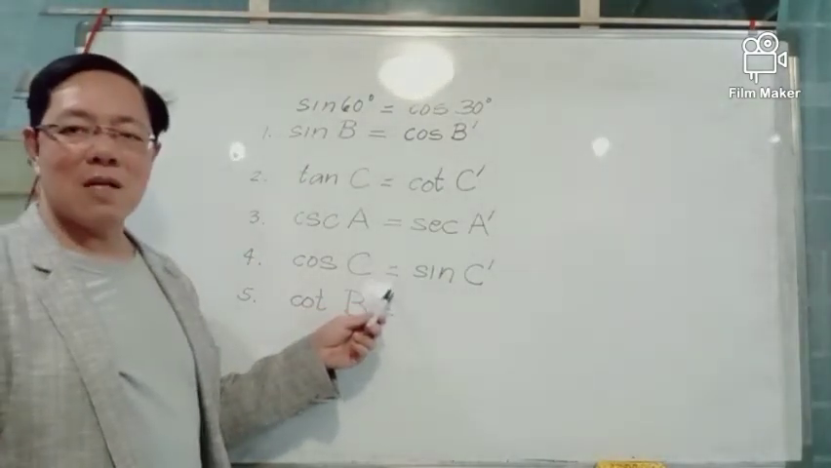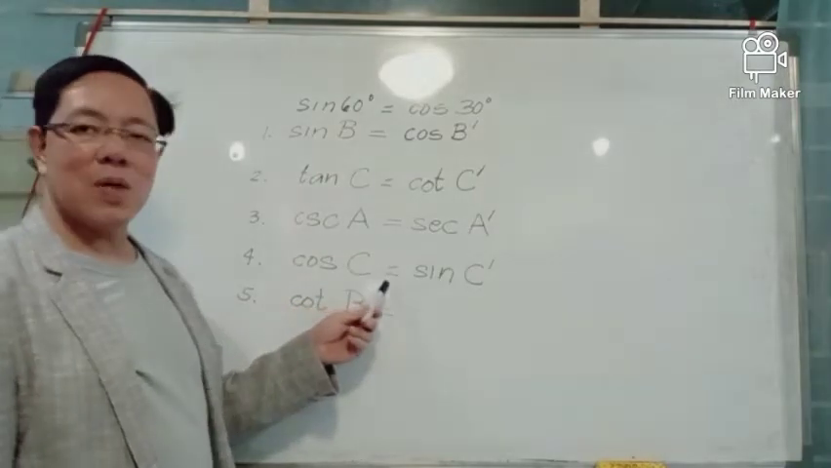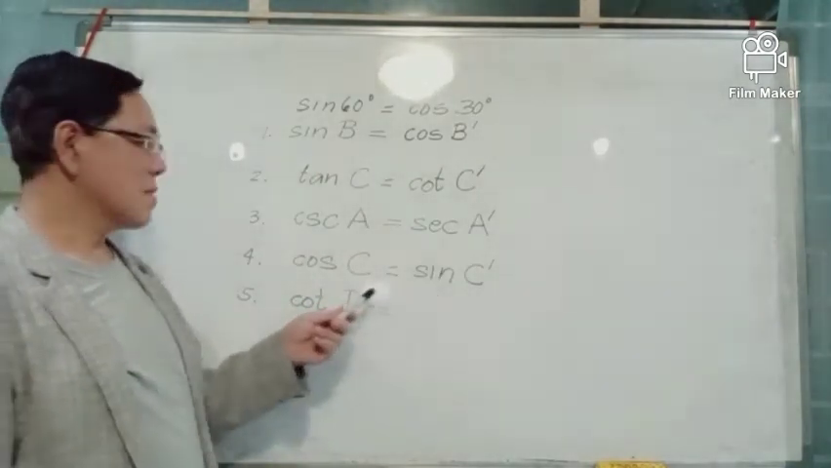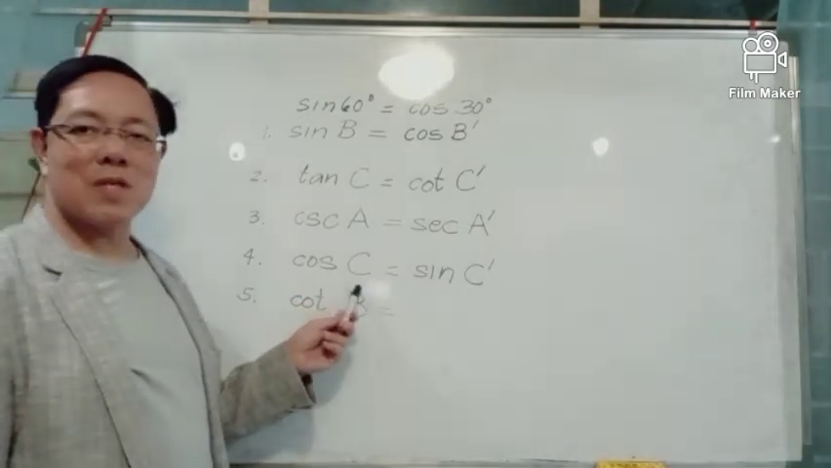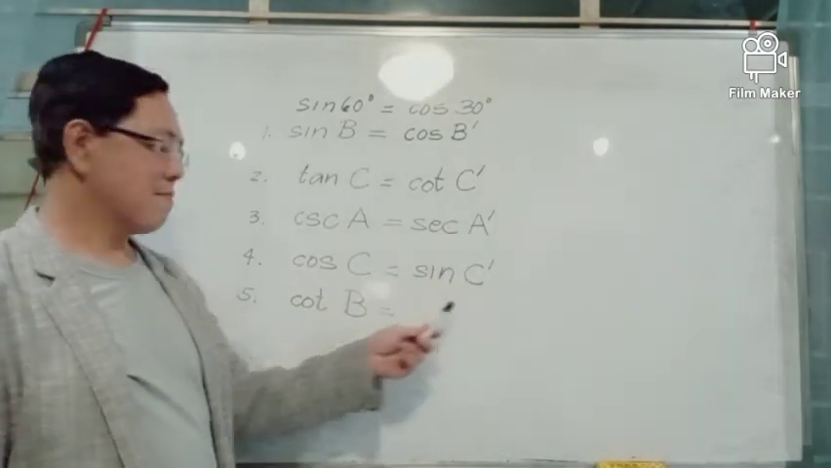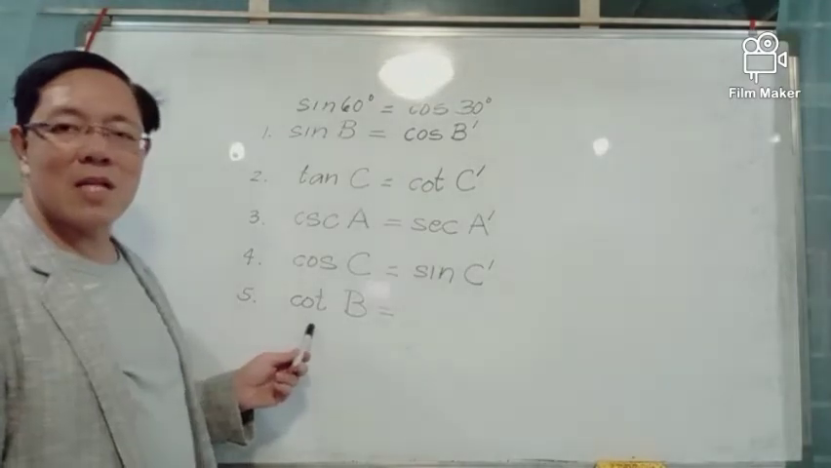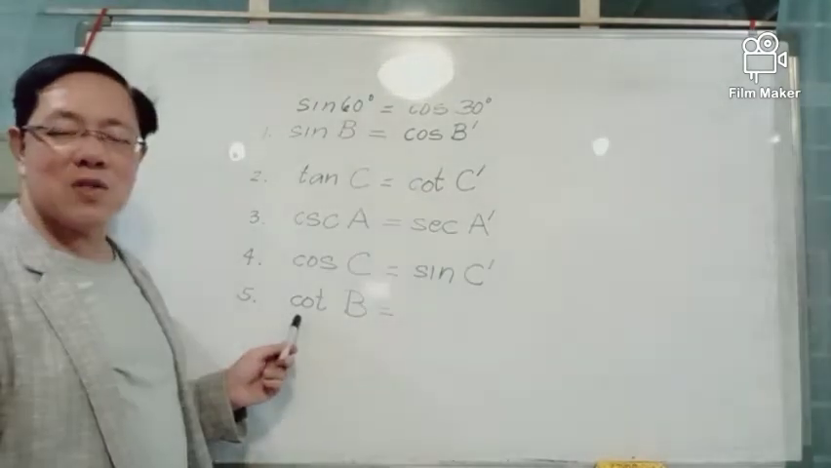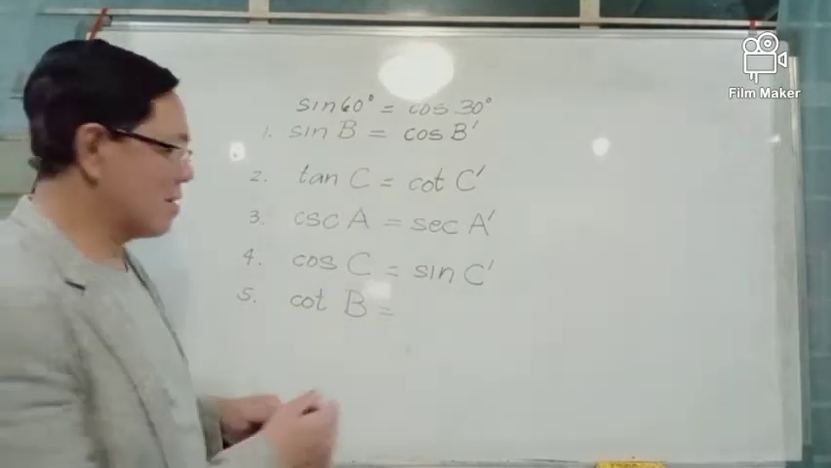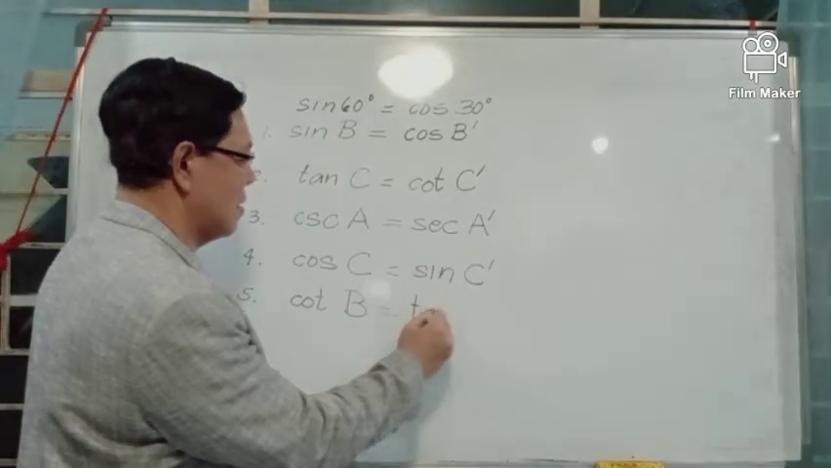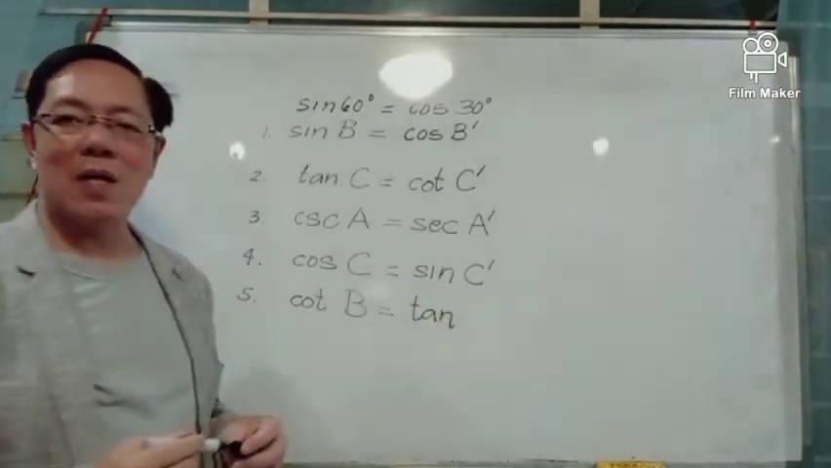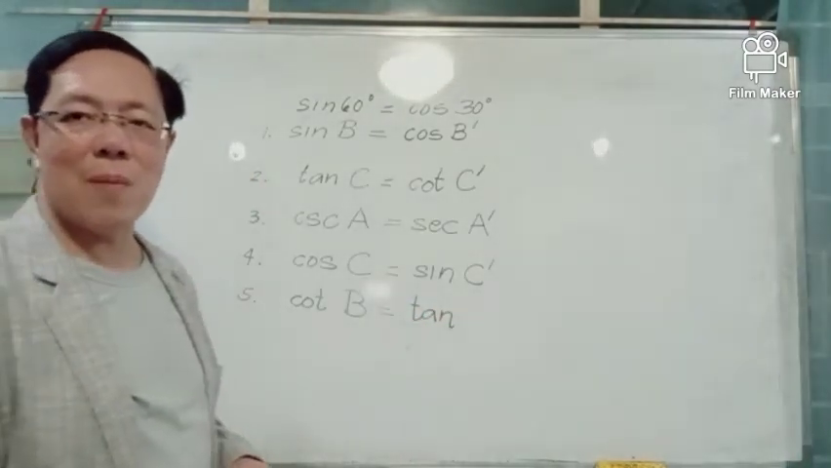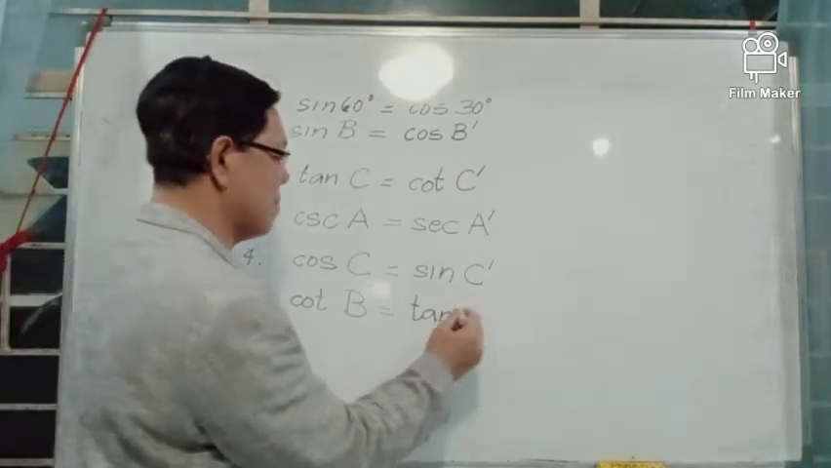Again, by the complement angle theorem, cosine of C equals the cofunction of cosine, sine, sine of the complement of C, denoted by C prime. And lastly, cotangent of B is equal to the cofunction of cotangent, tangent, tangent of the complement of B. And we denote the complement of B by B prime.